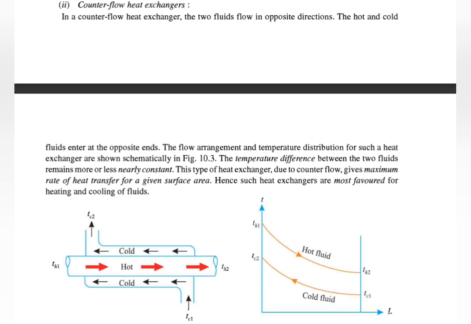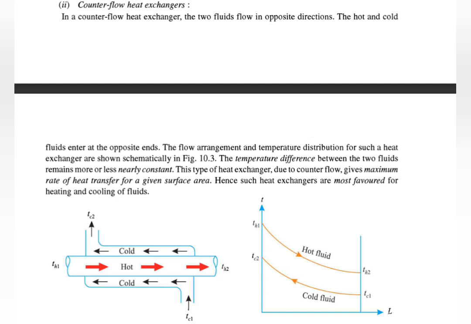In addition to that, due to counter flow, the maximum rate of heat transfer for a given surface takes place in a counter flow heat exchanger compared to a parallel flow heat exchanger. So that's one of the main points of the counter flow heat exchanger. Due to counter flow, the maximum rate of heat transfer takes place, and this type of heat exchanger is mainly used for heating and cooling of fluids.